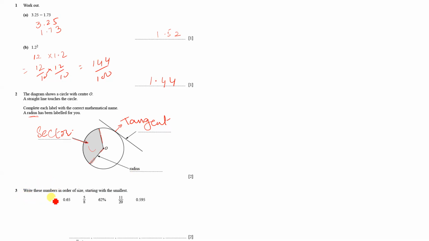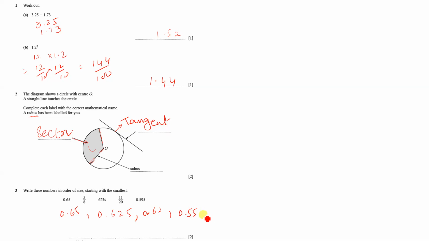Question number 3. Write these numbers in order of size starting with smallest. So for this we need to convert all the numbers into decimal form. So first of all we have 0.65. 5 over 8 is 0.625. 62% is 62 over 100, and that is 0.62. And 11 divided by 20 is 0.55.